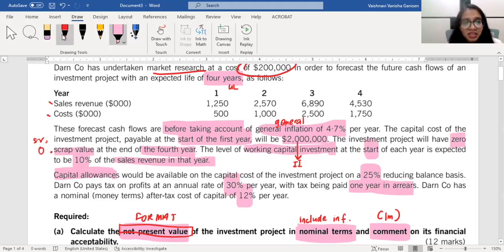Okay, guys, just to remind you, is it possible for us to use before tax cost of capital? As long as your calculation includes tax, you need to take after tax cost of capital. If your calculation does not include tax, then you take before tax cost of capital. So just be aware of that.